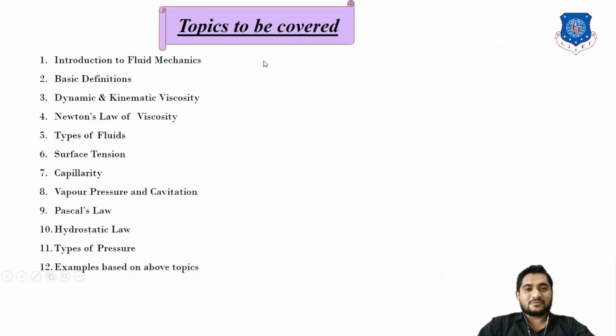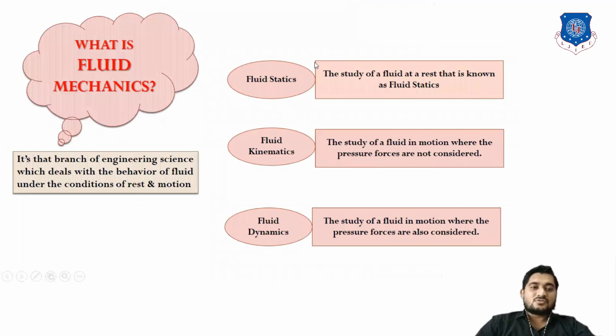In chapter number 1, we will learn about some basic definitions regarding fluid mechanics, then dynamic and kinematic viscosity, various types of fluid, surface tension effect, capillary effect, vapor pressure effect, cavitation effect, Pascal's law and hydrostatic law. After the theories, we will calculate two or three examples of each method. Clear? So the first one is, what do you mean by fluid mechanics?